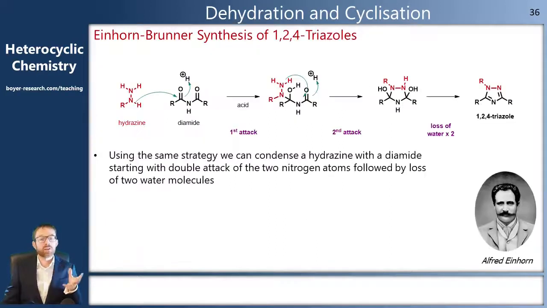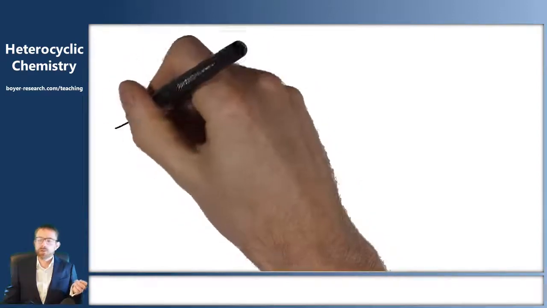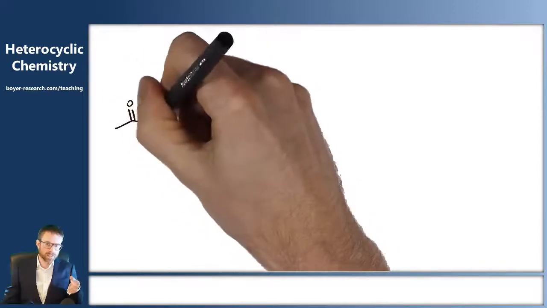This gives us the Einhorn-Brunner synthesis, in which our nucleophilic hydrazine will attack our electrophilic diamide. Then the other nitrogen from the hydrazine will attack the other carbonyl. And finally, by loss of water, we'll build the totally aromatic system. So it's a very similar mechanism to what we've seen before, but with more heteroatoms in the backbone.